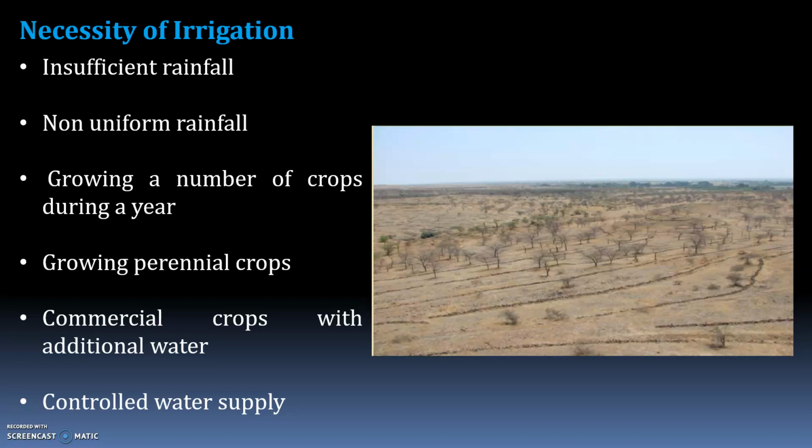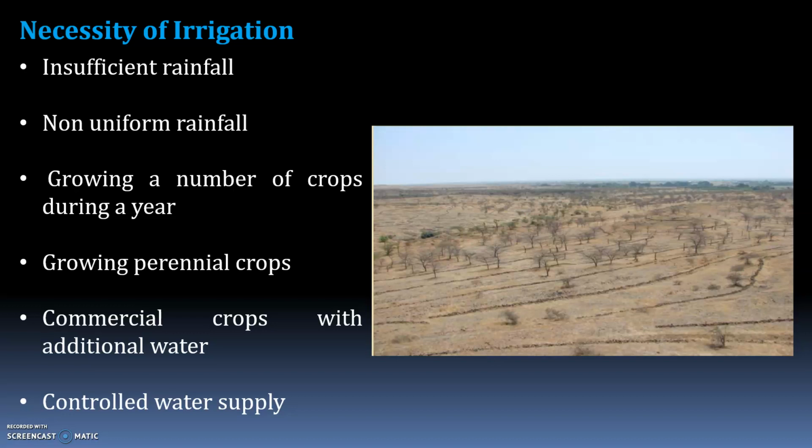Next point is growing perennial crops. Perennial crops, for example sugarcane, which need water throughout the year, can be raised only through the provision of irrigation facilities in the year. Otherwise, it is not possible to grow perennial crops.